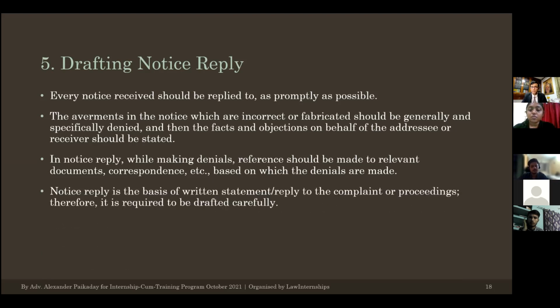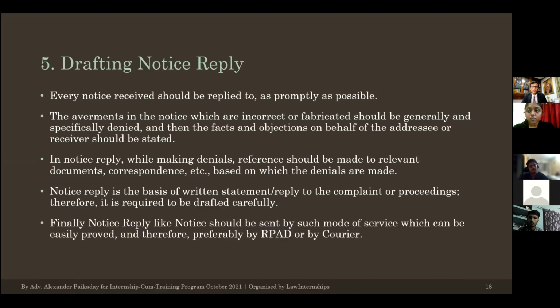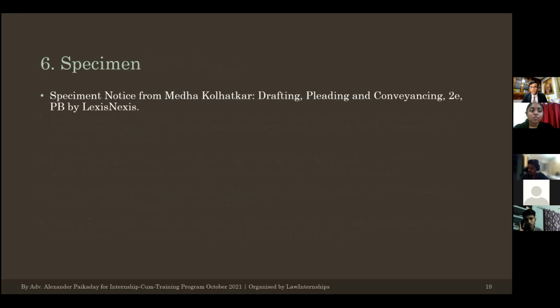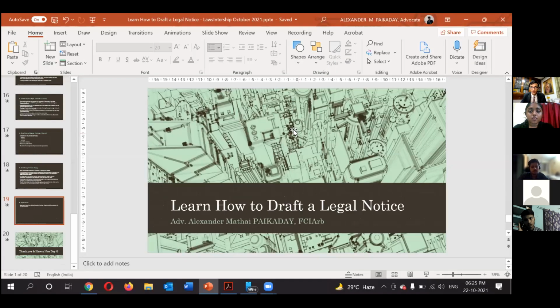A notice reply is basically a written statement or reply to the complaint or proceedings. Therefore, it is required to be drafted very carefully. Finally, please note that the notice should also be sent by a mode of service which is easily proved. For example, RPAD, that is registered post acknowledgment due, or via courier. Now, specific copies. I'll be showing certain draft legal notice copies for you to review.